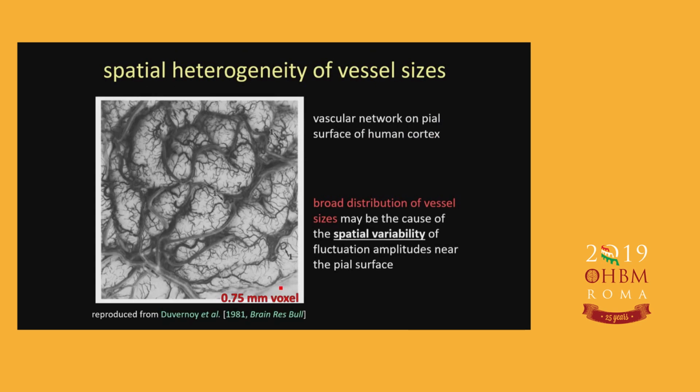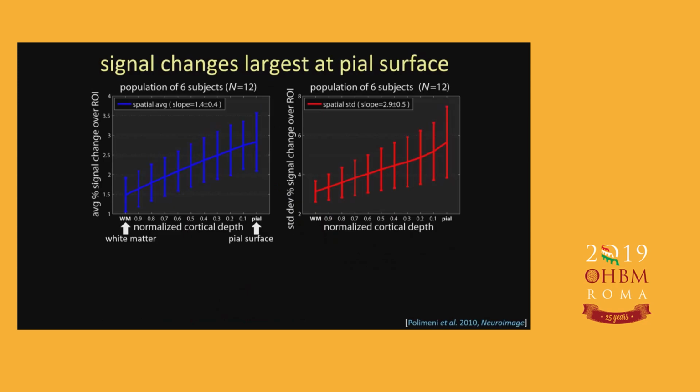At the pial surface, we have both big vessels and small vessels. So you have capillaries at the pial surface, and these big vessels are somewhat sparse. So we think that this broad distribution of vessel sizes may be the cause of the spatial variability that I'm showing here on the curve, on the red curve on the right.